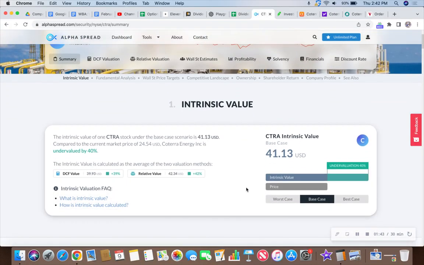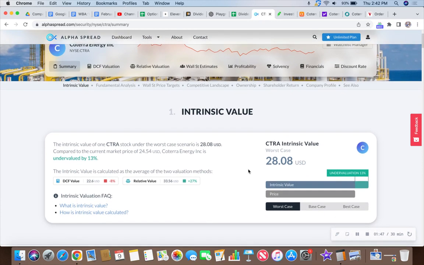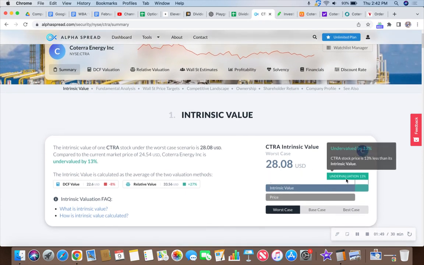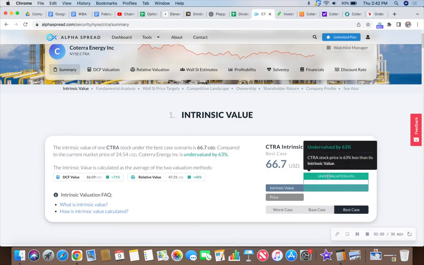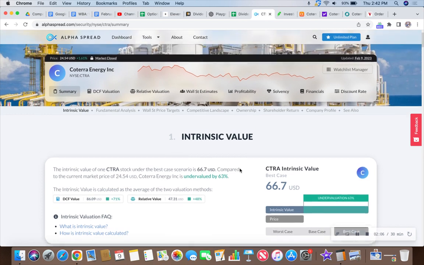What about worst case, Bart? What is it there? 28.08. Uh-oh. Still higher than the current value? Yeah, undervaluation. 13% on a worst case scenario, 40% undervaluation on a base case. What about that best case, drumroll, please? 63% undervalued, plus that 10% divvy. That can't be right. Well, it is.